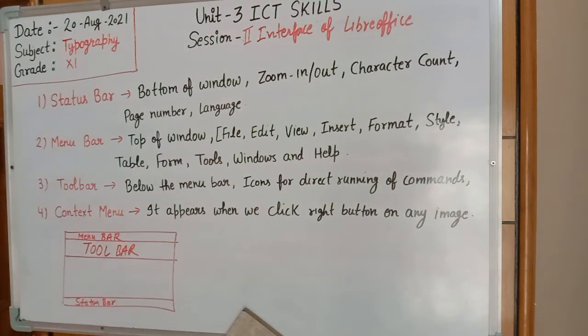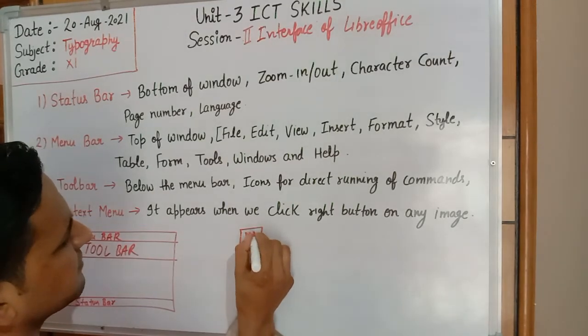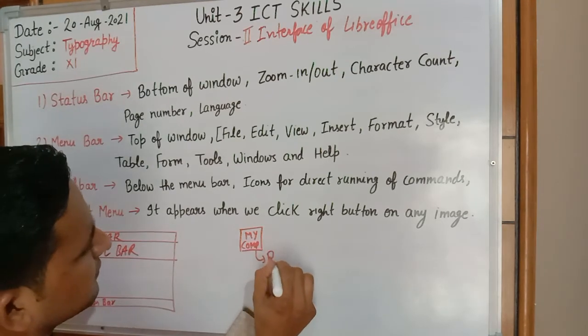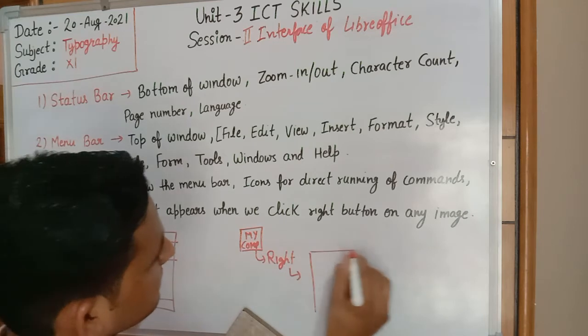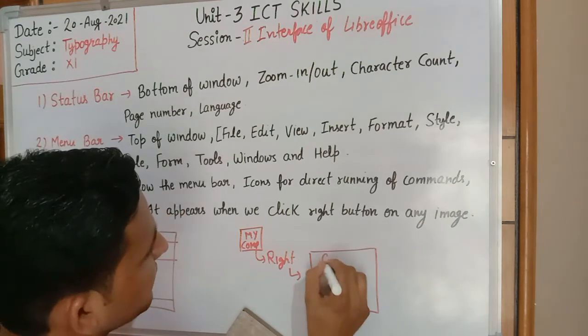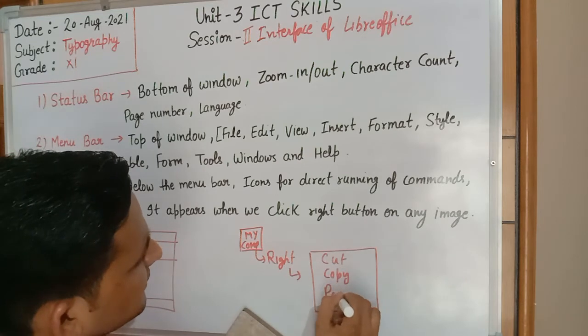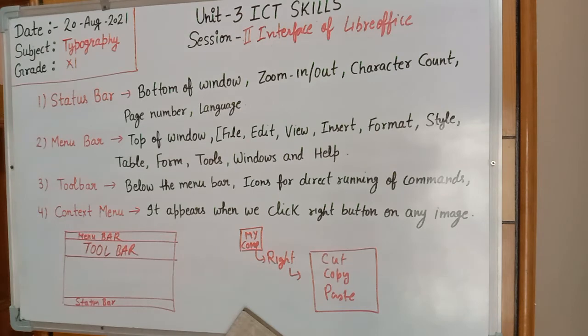Last one is the context menu. The context menu appears when we click on a specific option. Suppose we have an icon here, My Computer. When we do a right click, on right click one box will appear. Different options are there like cut, copy, paste. Such a menu is known as the context menu. That will appear on the right click on a specific document.